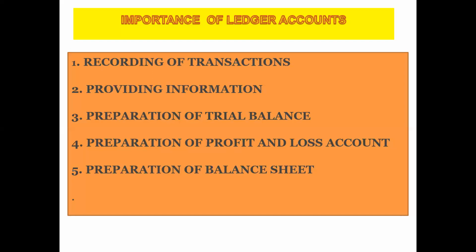Coming to the fourth point, it is helpful for the preparation of the profit and loss account. This is the fourth format of accounts, that is the profit and loss account. We need to prepare the profit and loss account of the organization. With the help of the ledger account, you can prepare the trial balance, and with the help of the trial balance, you can make the profit and loss account. Another one is the balance sheet also. We can prepare the balance sheet with the help of this information. So these are all linked formats.